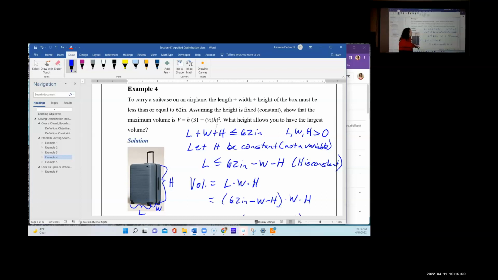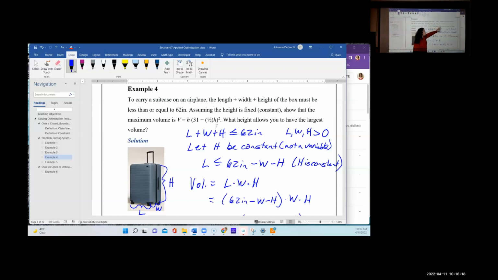H was a constant, so I ended up with the volume in terms of width, and the height was a constant. I took the derivative with respect to W. Then I found the critical points, plugged the critical points into the second derivative, got that it was a relative max, came back to solve for the length, then multiplied the length and the width, which were equivalent together, and multiplied by the height and got this formula.